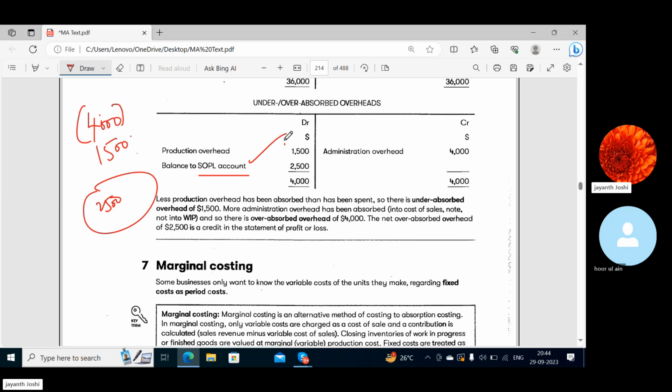So the net is what? The net over absorbed is 2,500, right? More. So this is credit in the statement of profit or loss. The more you have charged. So this is what you should be understanding. You have estimated more and paid less.